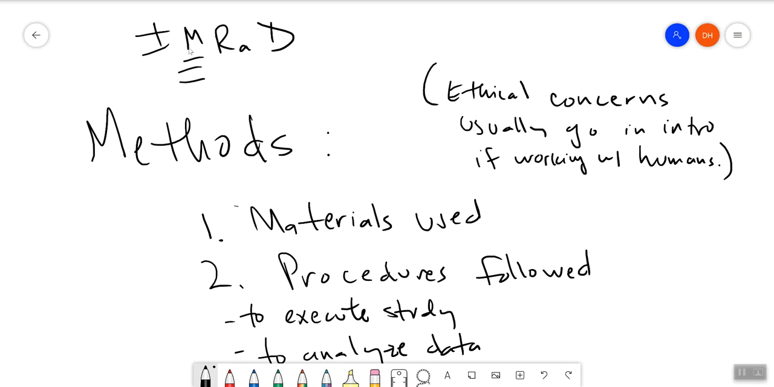Okay, next we are moving to methods, the M. Before I forget to mention it, one thing I forgot to talk about in the introduction section is that typically you would have to address ethical concerns if you're working with humans. So the ethical concerns would go in the introduction. So, for example, if I'm working with prisoners, I would have to get specific permission, not just from the prison, but probably from the state of California to do these kinds of experiments, right?